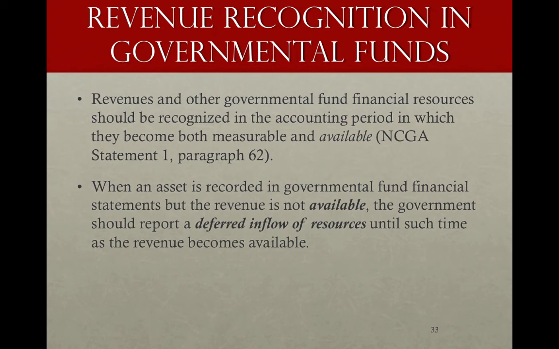In the past, unavailable revenue, meaning revenue that isn't going to be collected until after the period of availability, after the end of the year, for instance, 60 days for property taxes beyond fiscal year end, if it was going to be collected in day 61 or later, it would be reported as a liability and called deferred revenue.